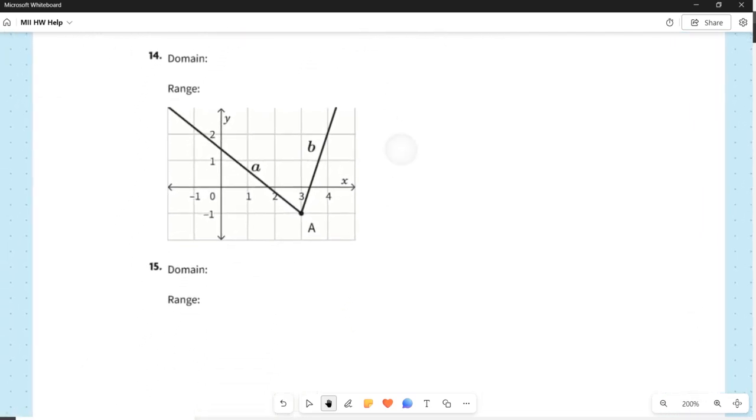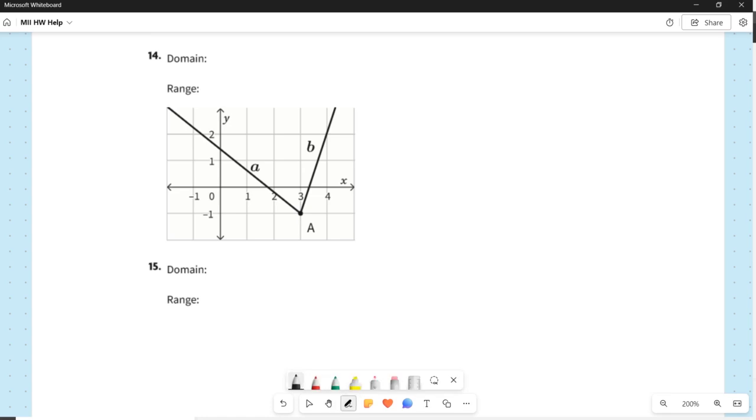Okay, 14. So for 14, same question, just identify the domain and the range. So looking at this graph, unlike 13, 14 actually continues. It doesn't necessarily have a start and a stop.